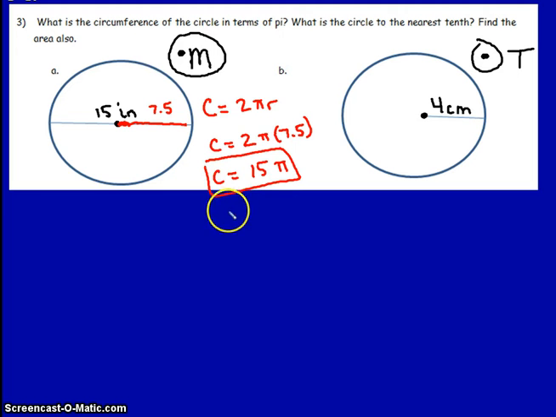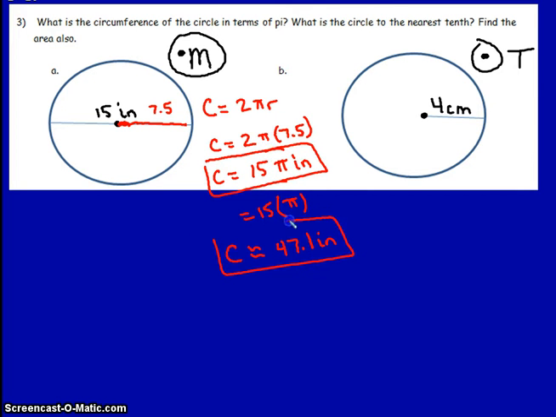And then in your calculator, you type in 15 times pi, or you could use 3.14, it's just not as accurate. And you end up getting a circumference that is approximately 47.1 inches. And make sure we use our units correctly here. Now that's for the circumference.